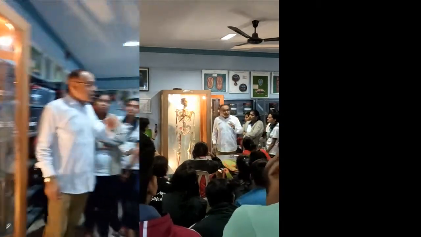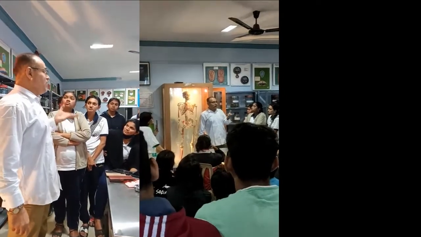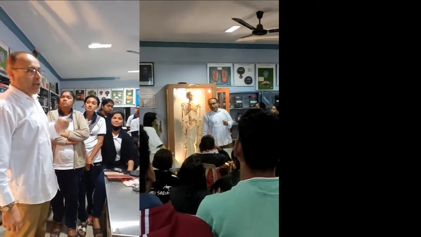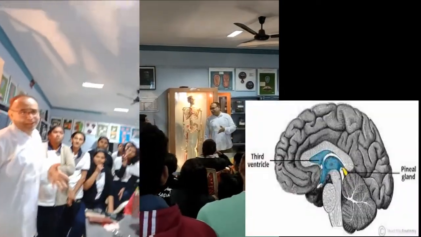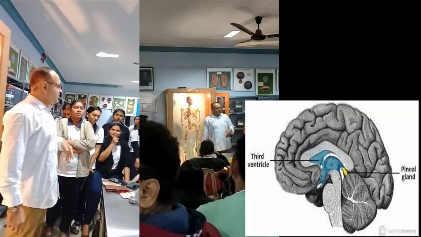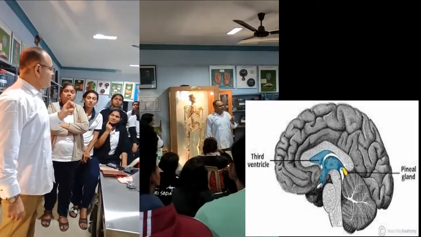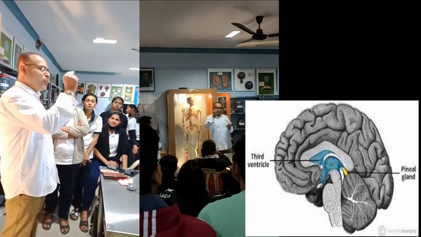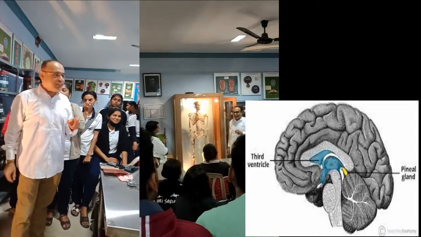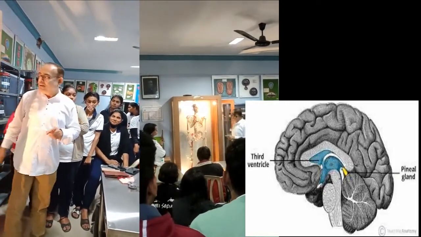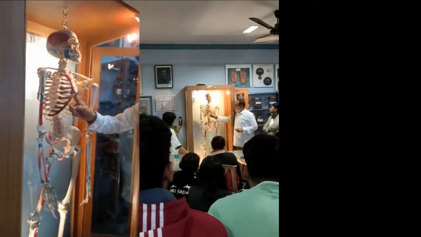Like that, there is another mystic gland, the pineal gland. It is pineal, like a pine tree. It is a small gland in the brain. Where in the brain, that I will tell you later. Okay, so this is how the thymus gland is located here.